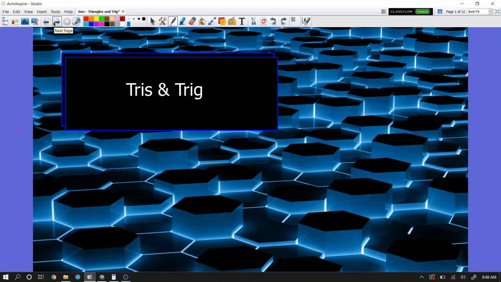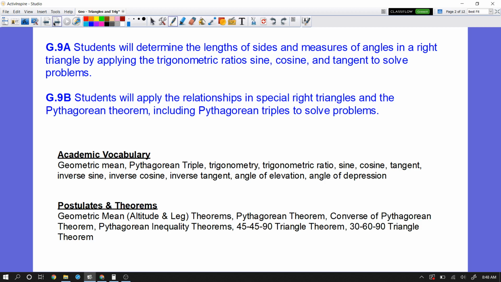All right, taking a look at triangles and trigonometry. It sounds overwhelming, but it's really not. There's a couple words in here that you might know: Pythagorean triple, Pythagorean theorem, mean, inverse. There's a couple things in here where you're building upon things you learned previously.